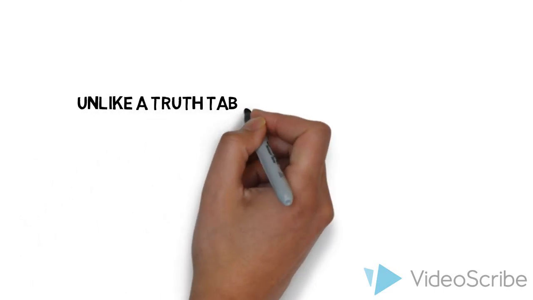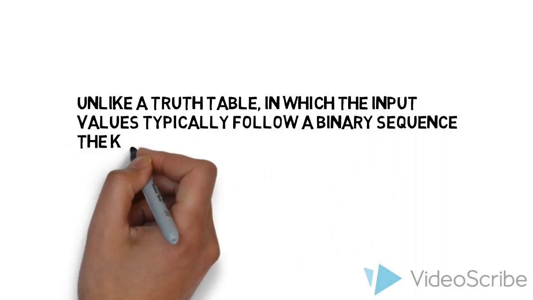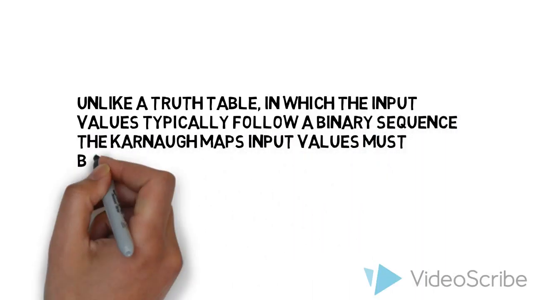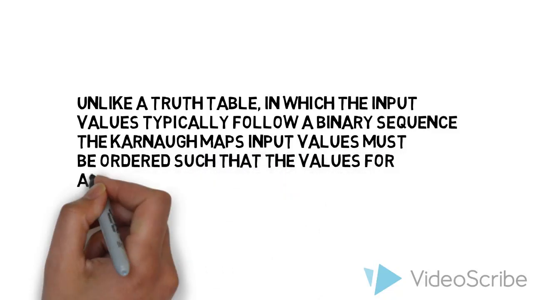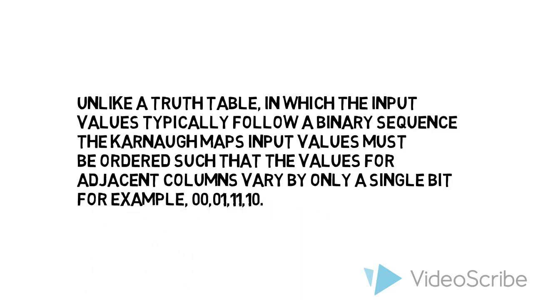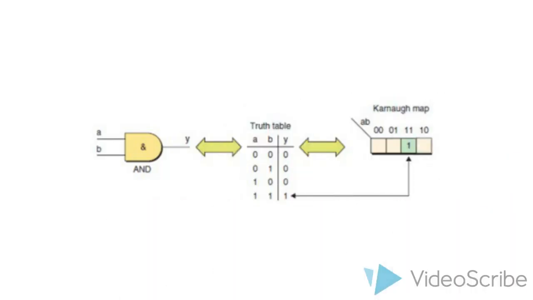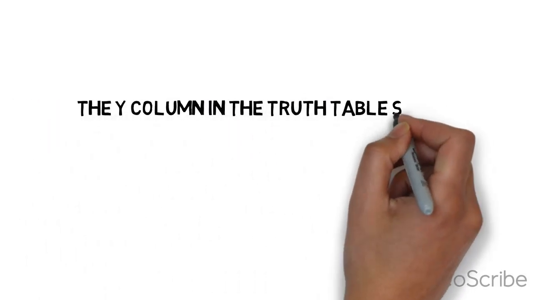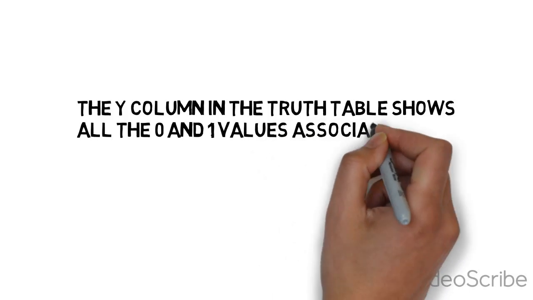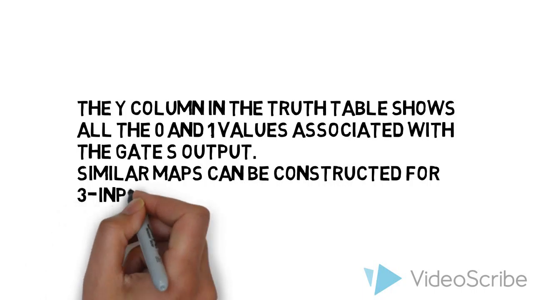Unlike a truth table, in which the input values typically follow a binary sequence, the Karnaugh map's input values must be ordered such that the values for the adjacent columns vary by only a single bit, for example 00, 01, 11, and 10. This ordering is known as a Gray code, and it is the key factor with regard to the way in which Karnaugh maps work. The Y column in the truth table shows all the zero and 1 values associated with the gate's output. Similar maps can be constructed for 3-input and 4-input functions.